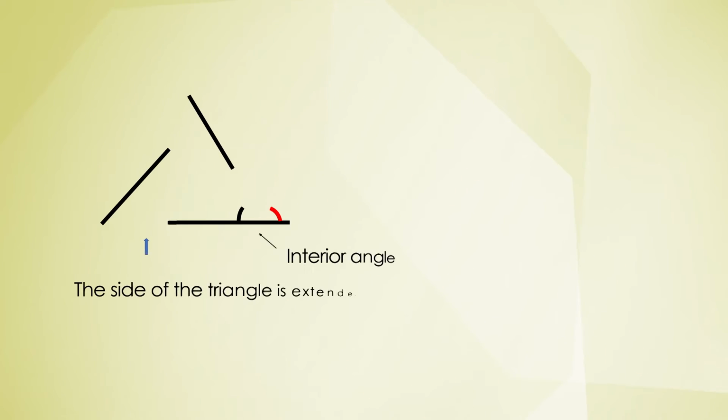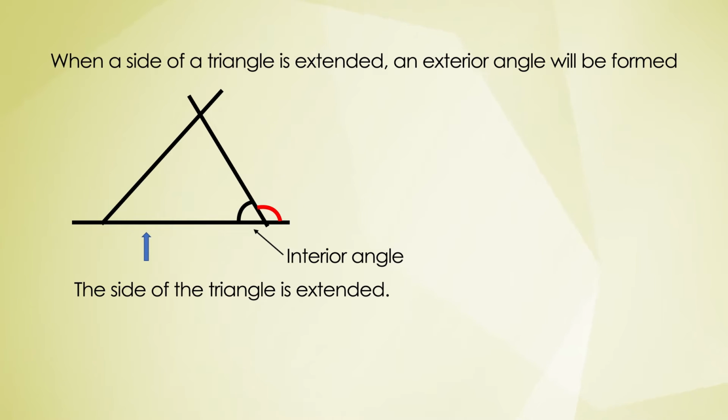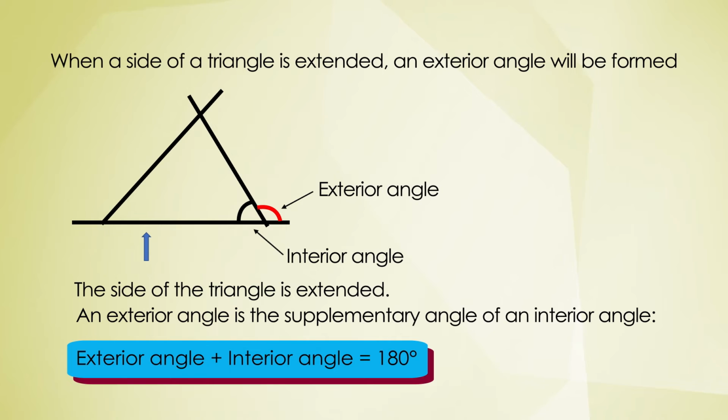Let's look at the exterior angles of polygon now. What is the exterior angle of a polygon? Well done! The exterior angle is formed when a side of a triangle is extended. As you can see on the triangle shown here, the angle shaded red is the exterior angle. An important point to remember is that the exterior angle is the supplementary angle of the interior angle. So, the sum of the interior angle and the exterior angle of the extended side on a triangle is 180 degrees.